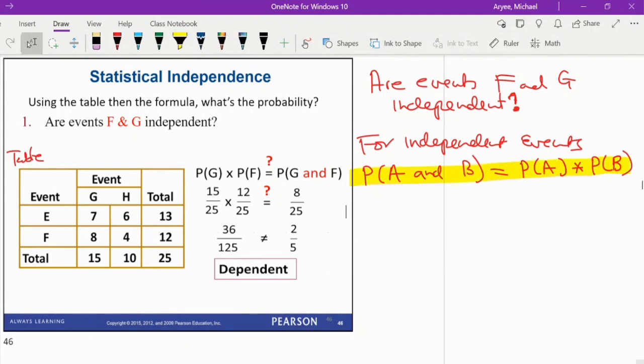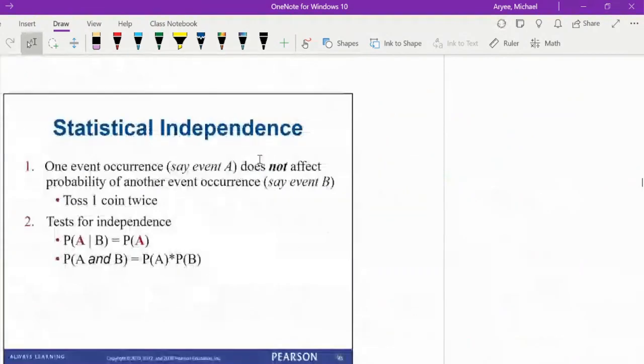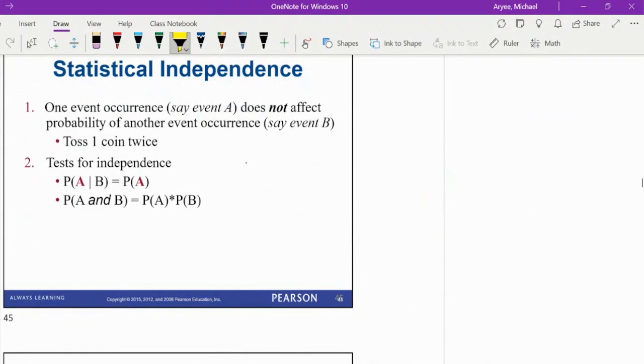I think I missed that. Did I miss that on one of the slides? Let me see here. Oh, okay. I think I put it here.